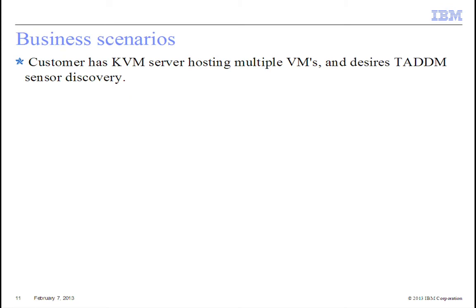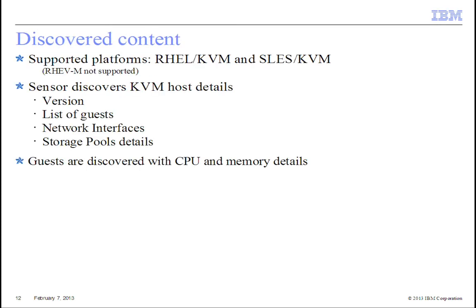Now let's talk about the new sensor designed to discover KVM. I will show you business scenarios covered by this feature, then I will move to brief presentation of what is discovered, and at the end I will show this in TADDM. Business scenario is very simple. We have a KVM server and we want to discover it with a list of guest systems.